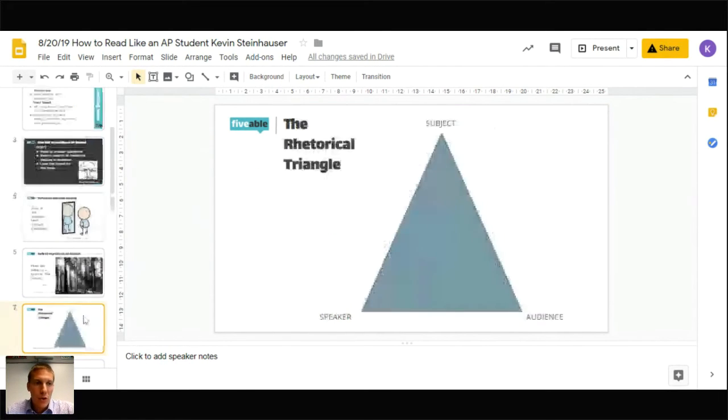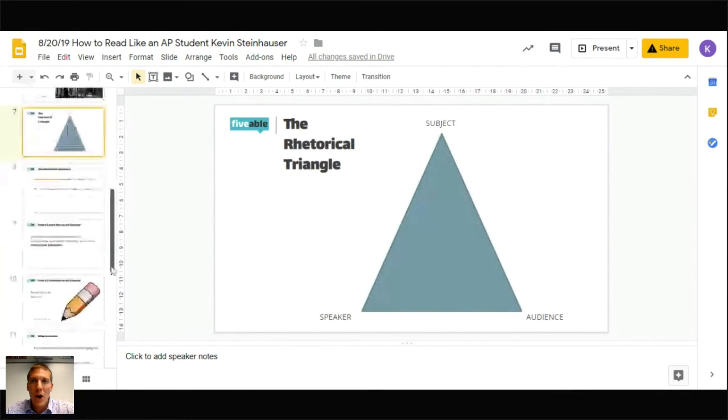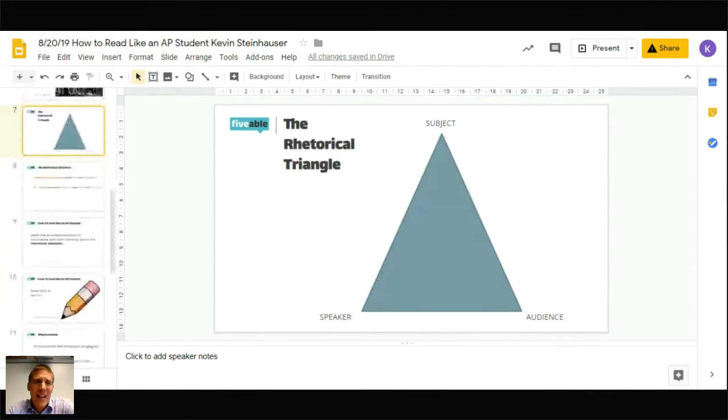All right, the rhetorical triangle. We're going to talk about this tonight. This is going to be a part of a lot of our AP Lang sessions, especially early on. And again, it won't just be me streaming. It'll be other students, other teachers who are AP language experts. But you'll hear a lot of us, depending on the topic, talk about the rhetorical triangle, or you might hear us call it the rhetorical situation. Tonight is how to read like an AP student, but this is really about reading and writing.